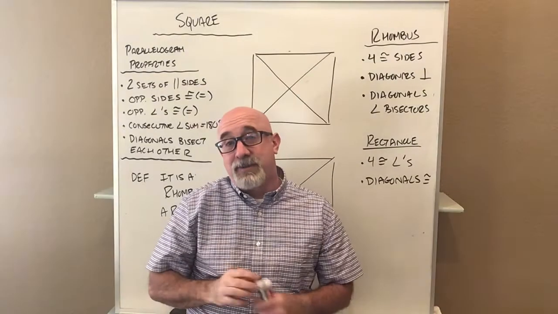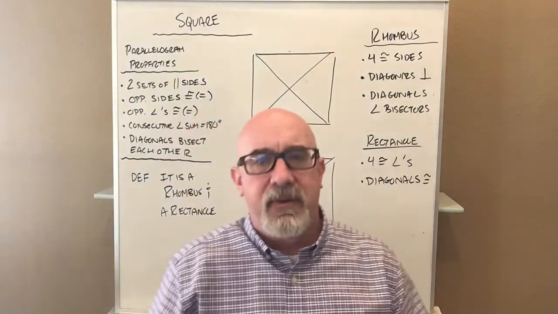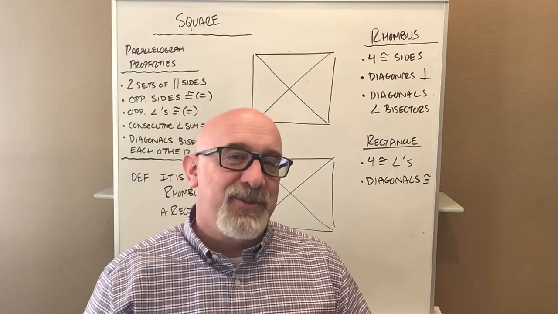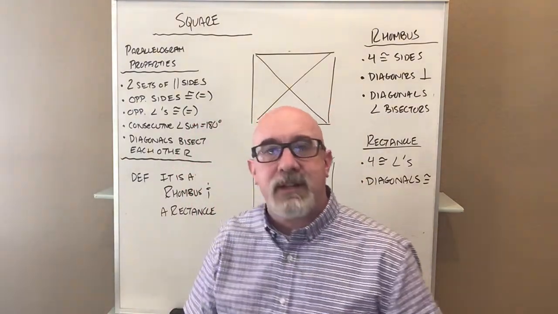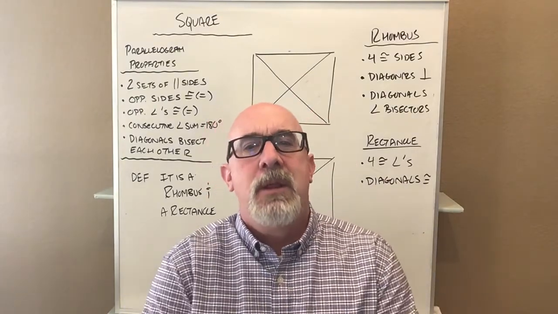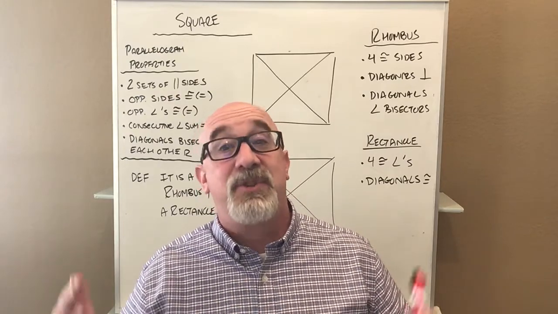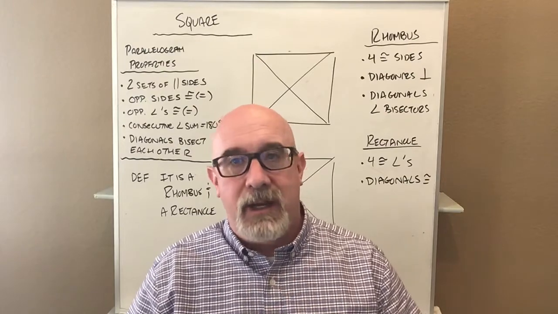The last of the shapes we'll look at, the quadrilateral group, is the square. A square is definitely a type of parallelogram. The definition for the square is kind of unique. It is usually stated that basically a square is both a rhombus and a rectangle. Now remember, a rhombus and a rectangle are also parallelograms. So a square is a parallelogram, a rhombus, and a rectangle.